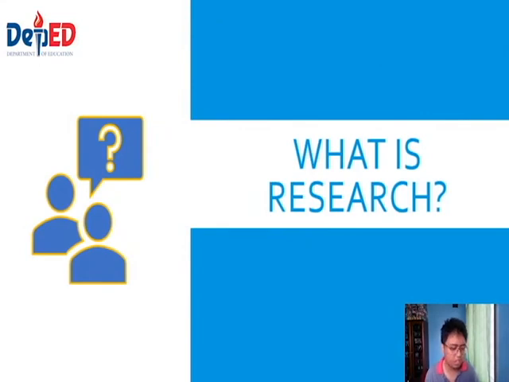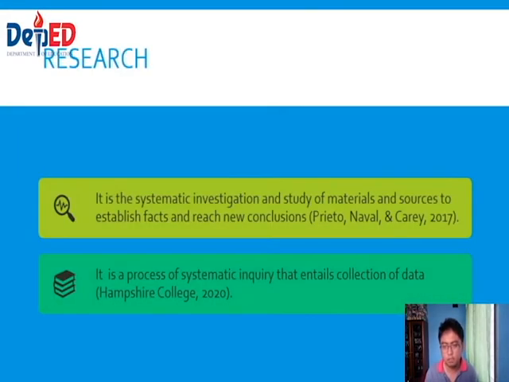So what is research now? You may post this video and put your answer in the comment section down below. So research, basically, it is a systematic investigation and study of materials and sources to establish facts and reach new conclusions according to Prieto, Naval, and Curry. Okay? So take note of the systematic investigation and study.